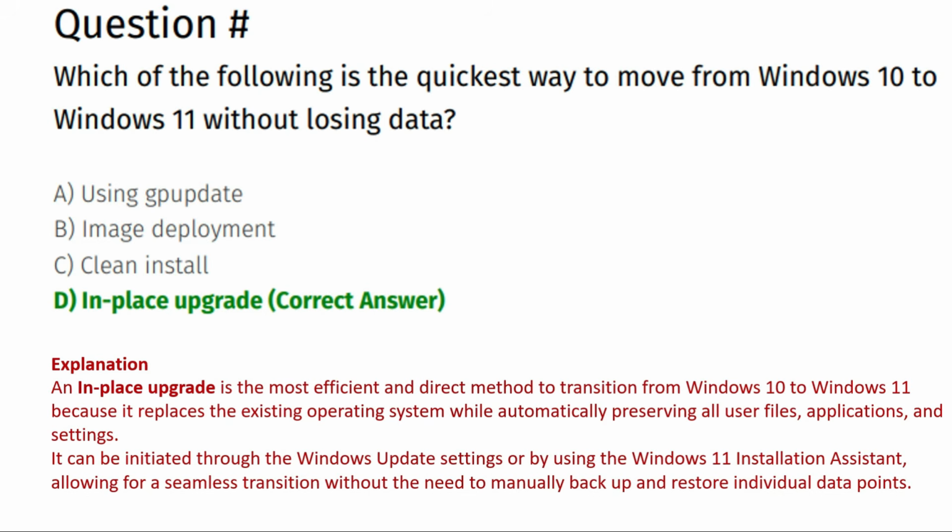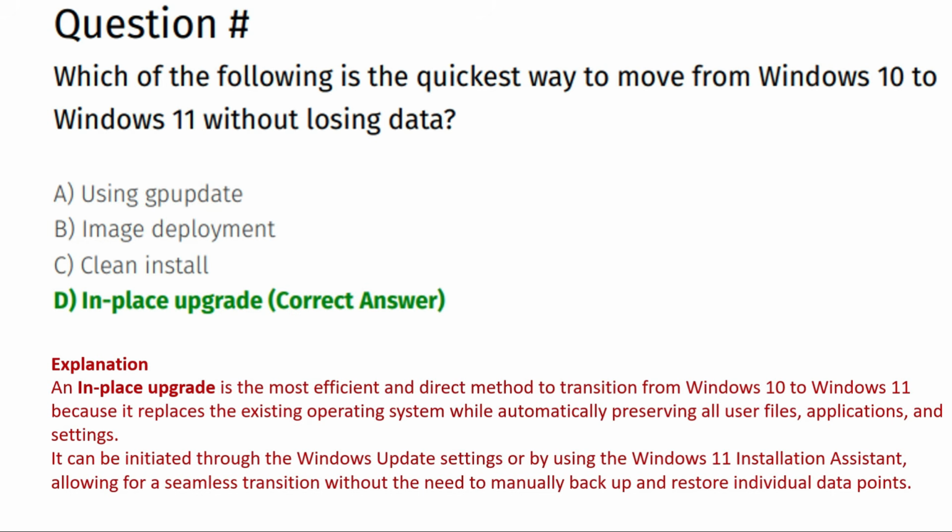And this is the question. Which of the following is the quickest way to move from Windows 10 to Windows 11 without losing data? Option A, using GPO update. Option B, image deployment. Option C, clean install. And option D, in-place upgrade.